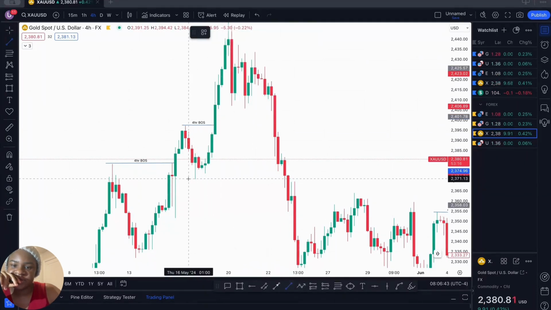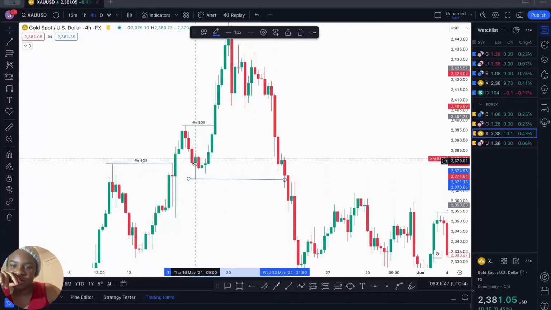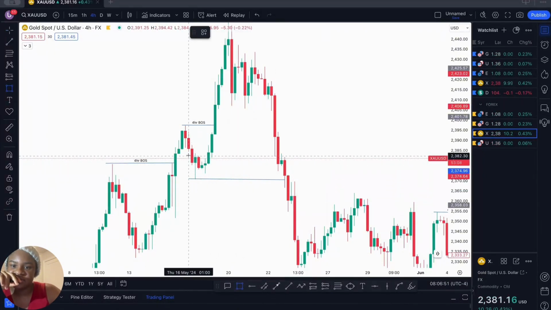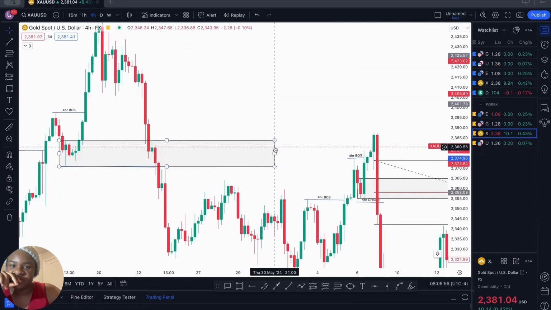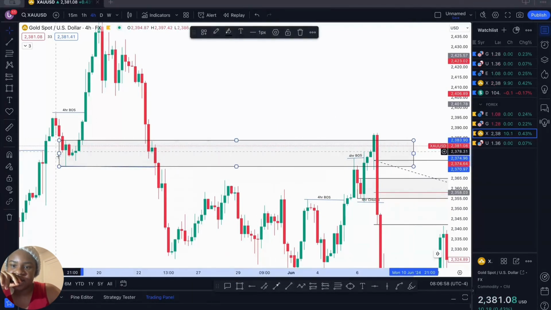Market shifted structure, meaning market violated what? This order block here, this bullish order block here. So you are going to market at a point of institutional reference point, one of the institutional reference points. Now you can see what happened.